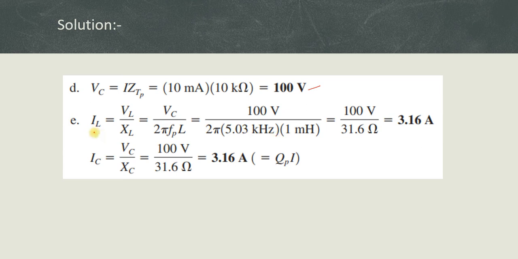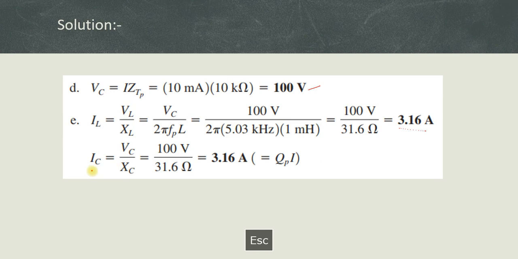Similarly, for the current through the inductance, we know that in a parallel circuit the voltage is equal across all the elements, so I is equal to V by R or V by Z. Here VL divided by the corresponding impedance of the inductance XL, so Vc divided by 2 pi Fp into L. Substitute all those values and solve. The final answer is 3.16 ampere.